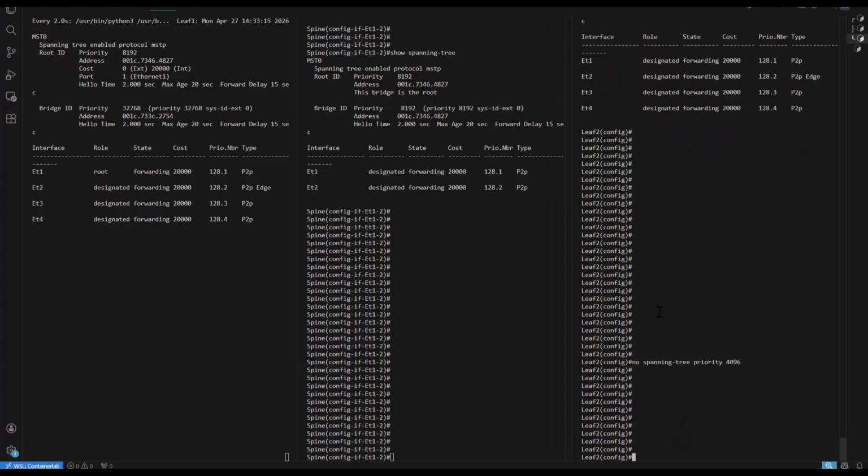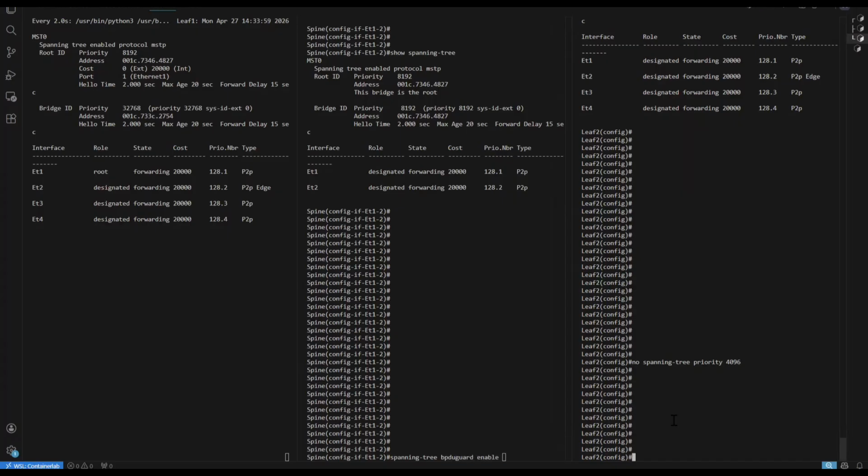But I'm going to show you what happens if somebody configures BPDU guard on the P2P interfaces. So P2P interfaces are interfaces which are connected to other switches. So these are switch to switch connectivity. If somebody configures BPDU guard here, I'm going to show you what's going to happen. So on the spine, Ethernet 1 and 2, I'm going to configure spanning tree BPDU guard enable.